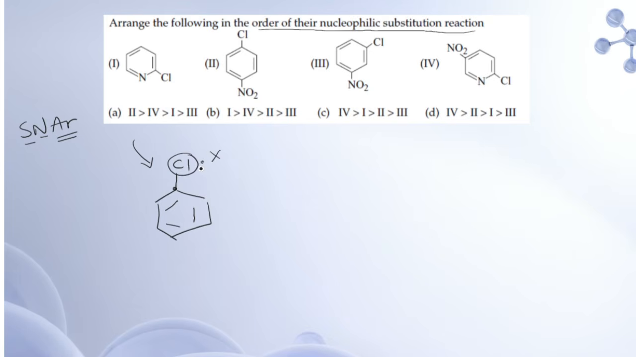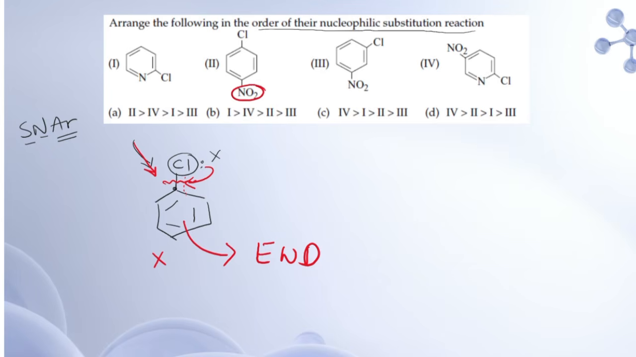Why so? Because the lone pair of electrons present on the chlorine exhibits a plus effect, which makes this carbon-chlorine bond a partial double bond. Therefore, when the nucleophile attacks, this bond is difficult to break. That means the order of reactivity for this molecule is less. So to increase the order of reaction for such haloarenes, you can introduce electron withdrawing groups like aldehyde, acid, or nitro groups. Look at all the options.